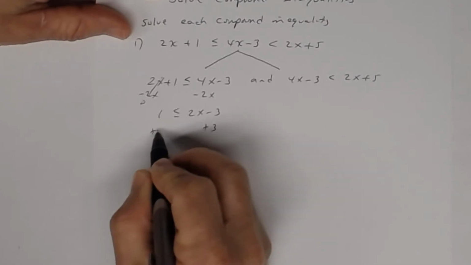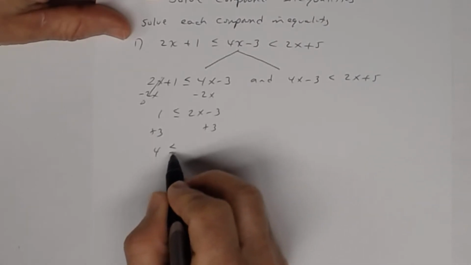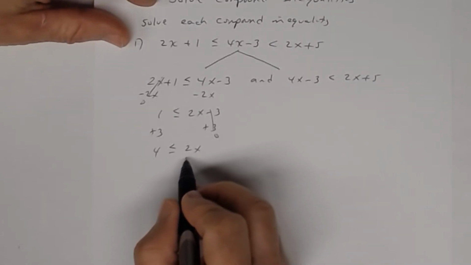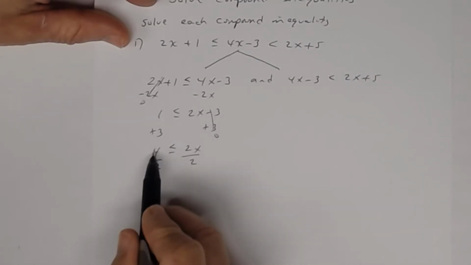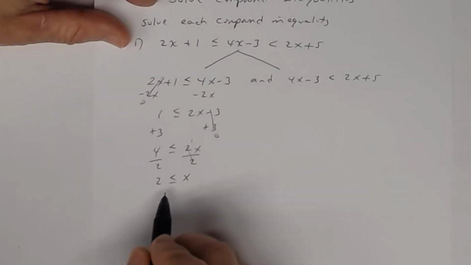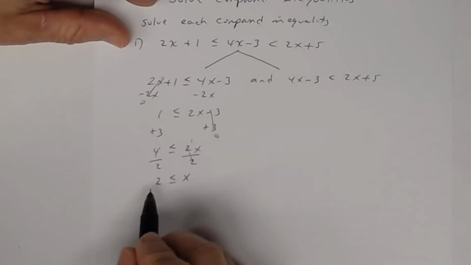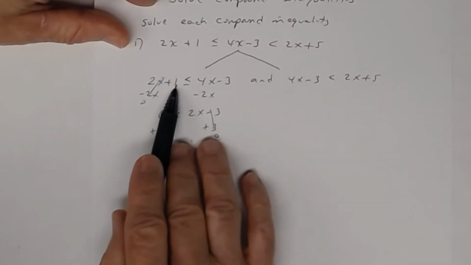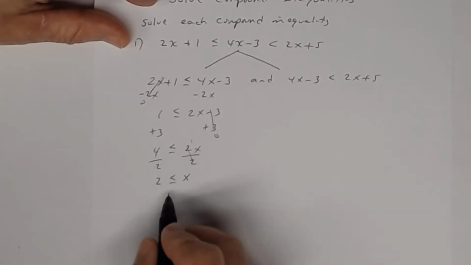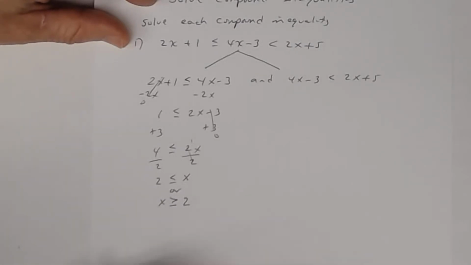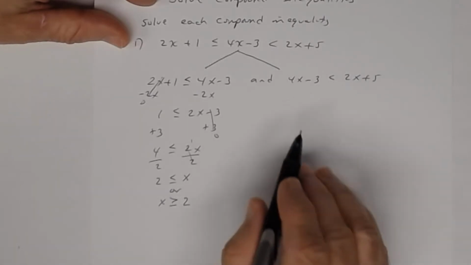Then adding 3 to both sides, 1 plus 3 is 4. So 4 is less than or equal to 2x. Now to get x by itself, we divide both sides by 2. 4 divided by 2 is 2. So 2 is less than or equal to x. What this means is that the solution to this simple inequality, not the compound, is any real number greater than or equal to 2. Remember, 2 is less than or equal to x means the same thing as x is greater than or equal to 2.